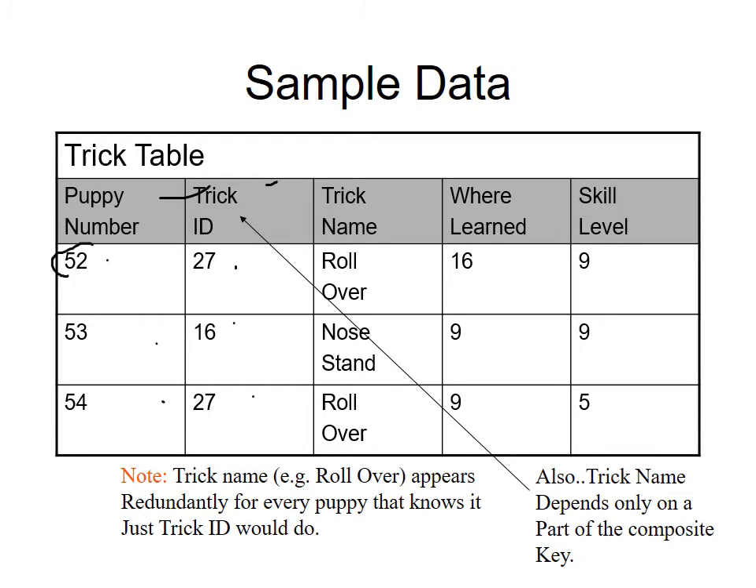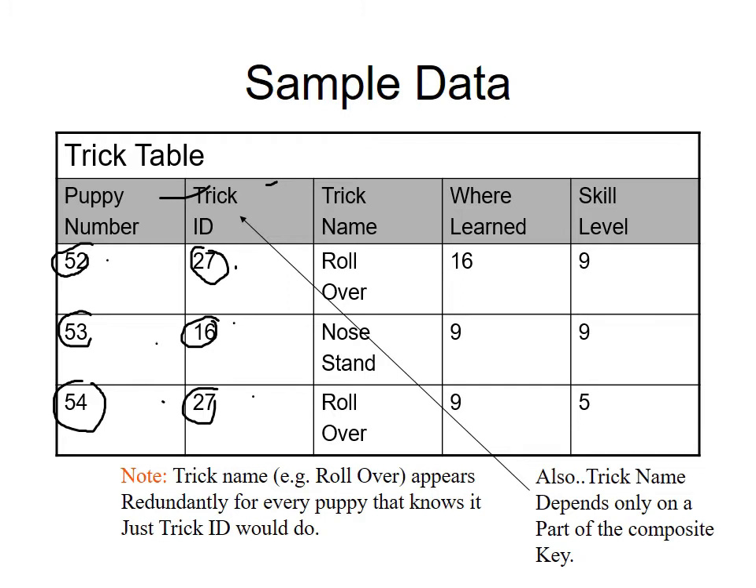Okay. Now, as you can see, we have the puppy appearing here, and each one of these puppies has a trick. All right. So notice that trick ID, though, does repeat. Puppy number at this point does not. In the trick table, we start to realize that we have to combine the puppy number and the trick ID together in order to uniquely determine these other attributes.